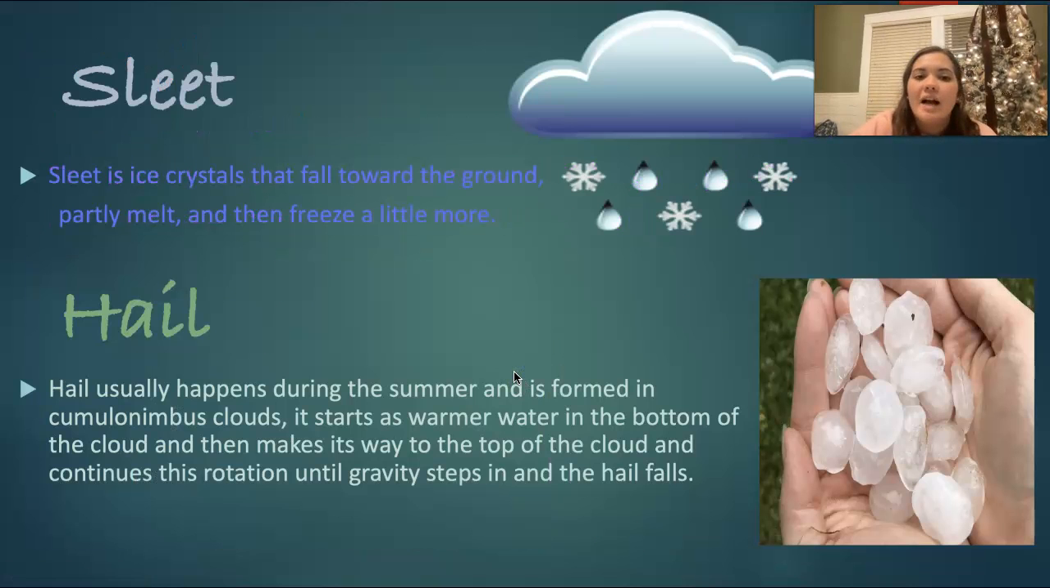Sleet. Sleet are ice crystals that fall toward the ground. They partially melt and then they refreeze a little more. So it's like rain and snow together. Hail. Hail usually happens during the summer and is formed in a certain type of cloud. It starts with warm water in the bottom of the cloud and then moves and rotates to the top of the cloud that's colder. And it continues to make this rotation until gravity steps in and makes it fall. And when hail happens, you can actually look at it and see the layers of the ice and see how severe the thunderstorm even was.